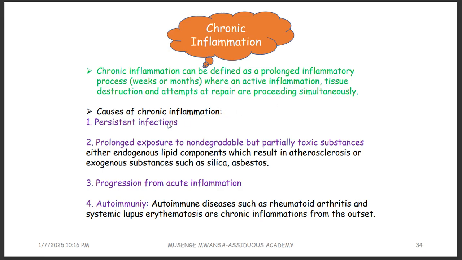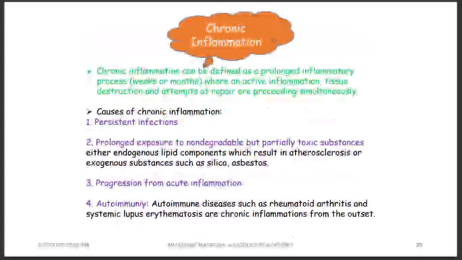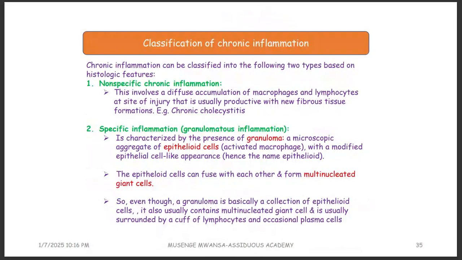What can cause chronic inflammation can be persistent infection that has been there for long, they can't go away, or prolonged exposure to non-degradable but partially toxic substances. You can't degrade them and they are toxic. Either endogenous lipid components, which can cause atherosclerosis, an increase in lipids in the blood vessels, or even exogenous substances like silica, asbestos. These can all cause chronic inflammation. Chronic inflammation can also just come from acute inflammation. They can also be autoimmune diseases like, for example, rheumatoid arthritis, systemic lupus erythematosus. This can cause chronic inflammation. Now you have got some conditions that don't start as acute inflammation, they just start as chronic conditions. So you need to know that.